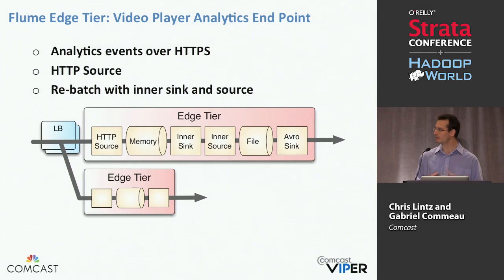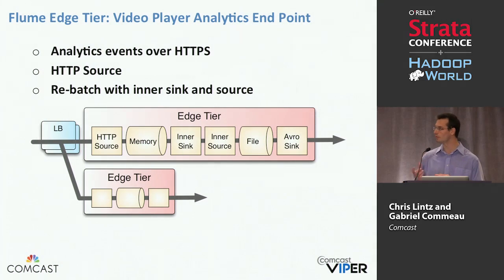The analytics events that Chris talked about earlier are sent from the video player using HTTPS. So naturally, the edge tier agent starts with an HTTP source. There's an interesting use case, an optimization that we did in Flume that I'd like to mention as it may be of interest to you.